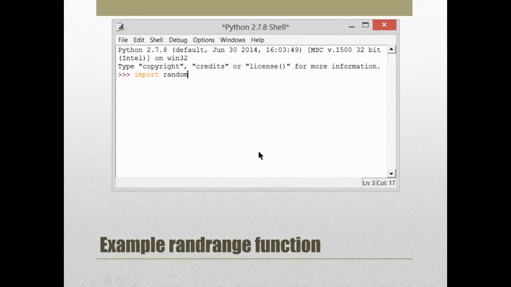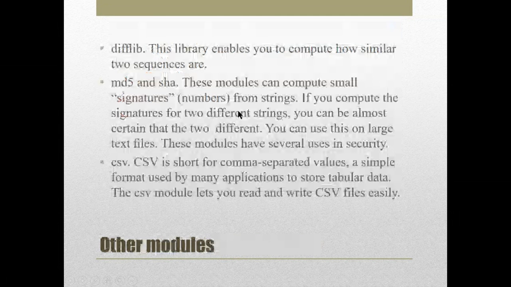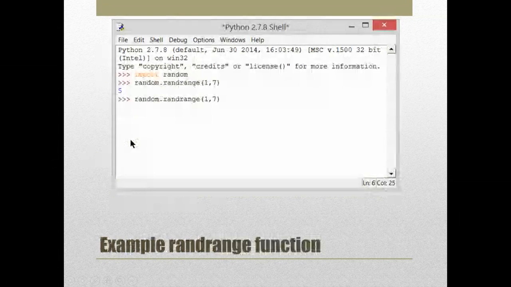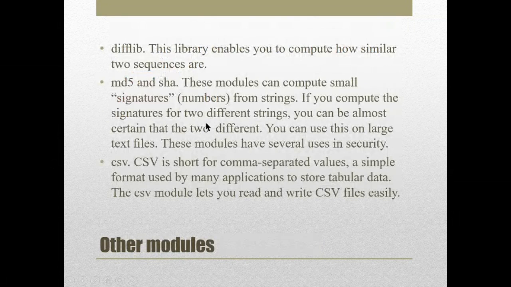So here's an example of the random module. You've already done this, but if we wanted to represent a dice roll between 1 and 6, remember it's inclusive, exclusive, and if you keep running this, it will keep generating random numbers between 1 and 6.